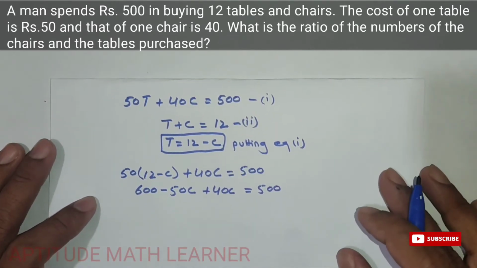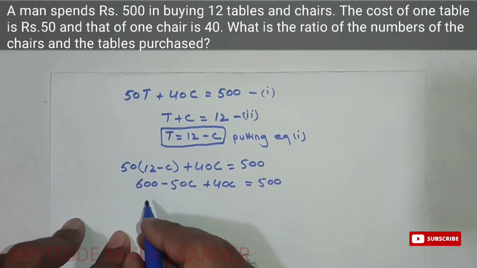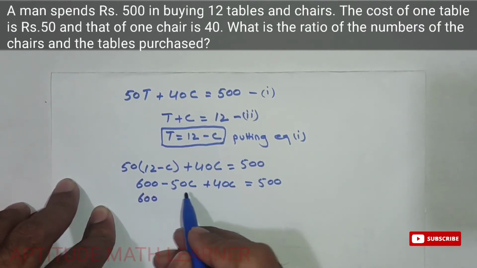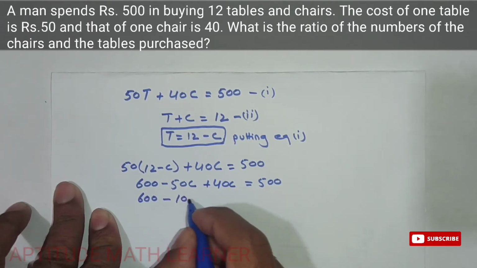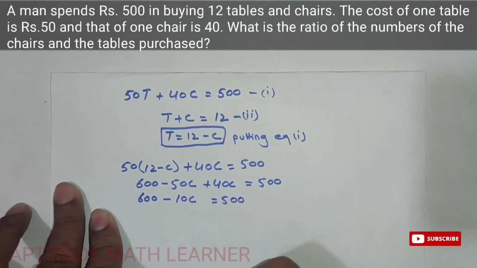that is equal to 500. I hope you have understood the method till here. Now, further solving, we get 600 minus 50 plus 40, that becomes minus 10C, is equal to 500.